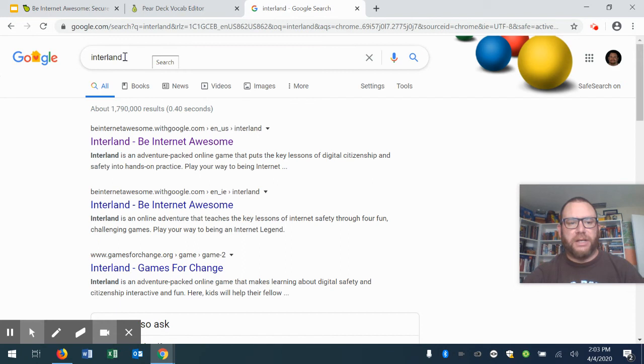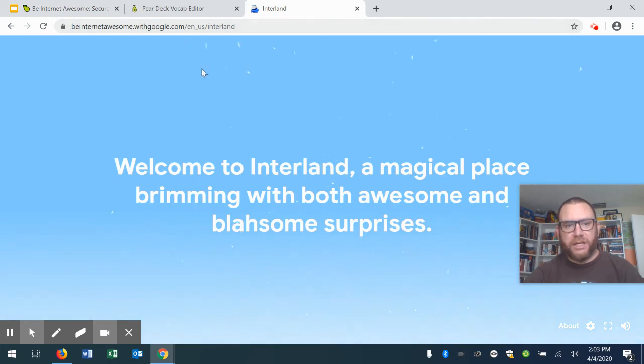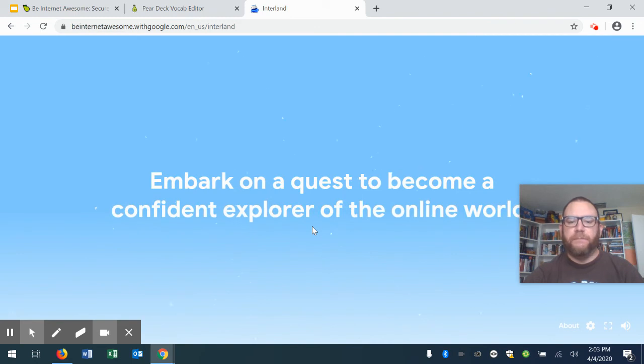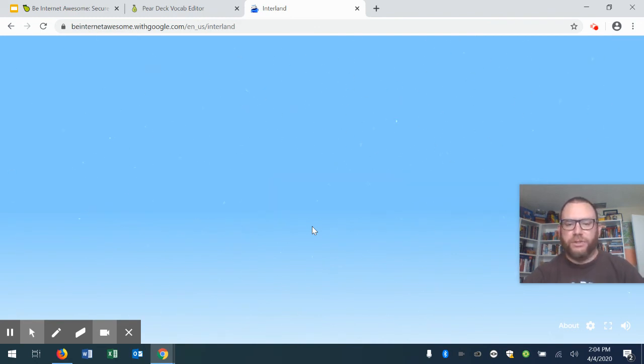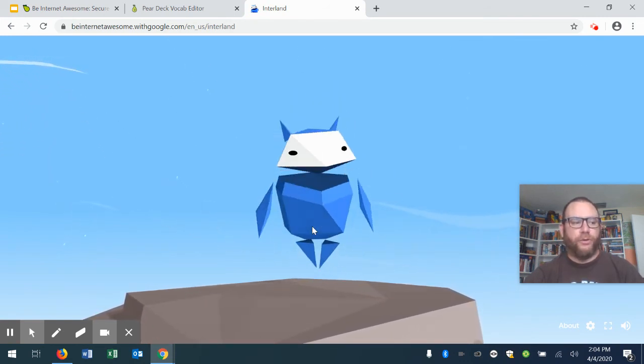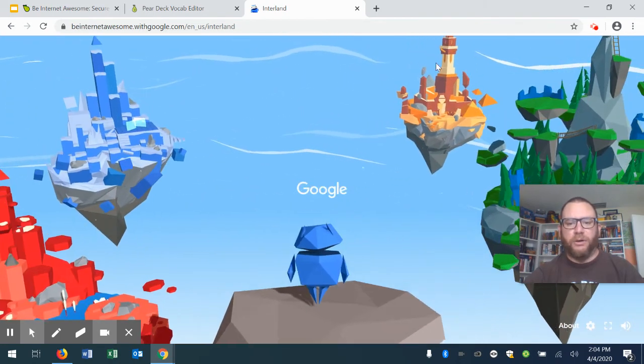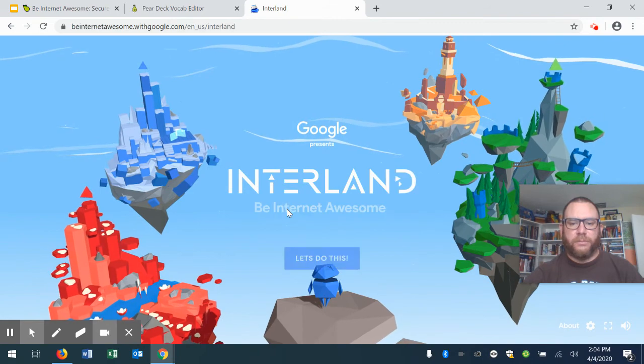Remember, we search Interland just like this. We're going to go to the website, Be Internet Awesome, beinternetawesome.withgoogle.com. You see it. This is Interland. So we played this game, the first 2 levels for lesson 1 and lesson 2. Now we're looking for the level for Secure Your Secrets. So this is going to be the gold yellow kingdom over there.